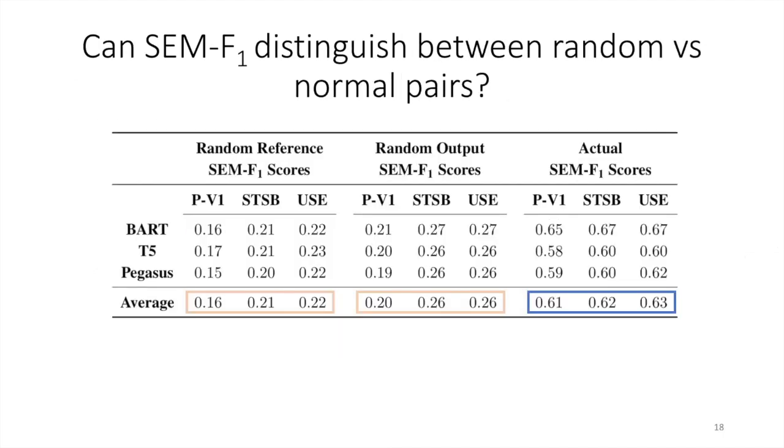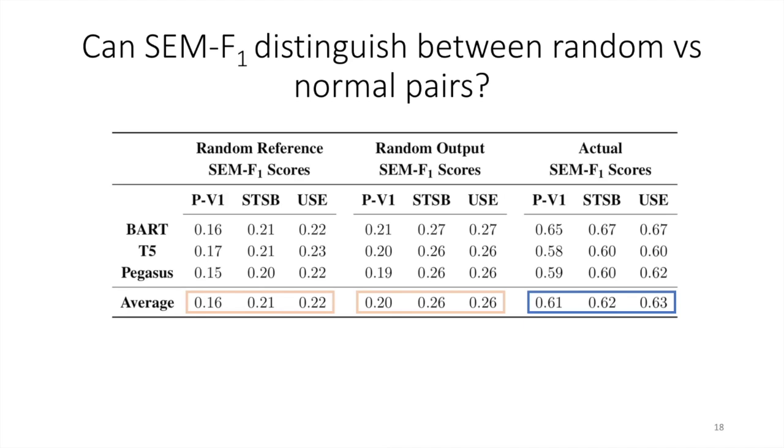Next, we want to check if the SEM-F1 metric can distinguish between random pairs and real pairs, or to say, what is the lower bound. Thus, we compute the SEM-F1 scores for two random baselines. First is random reference. For a given model generated summary of a particular input pair, we choose a random reference summary from all the other pairs in the dataset and use it to compute the SEM-F1 scores. Second is random output. For a given reference overlap summary of a particular input pair, we choose a random model generated summary from all the other pairs in the dataset.